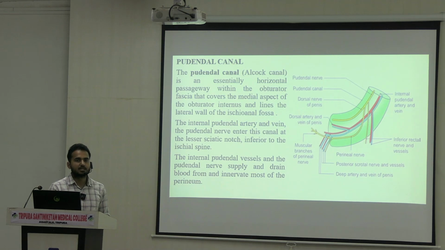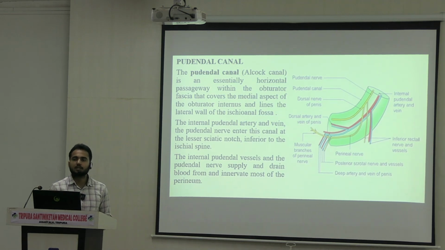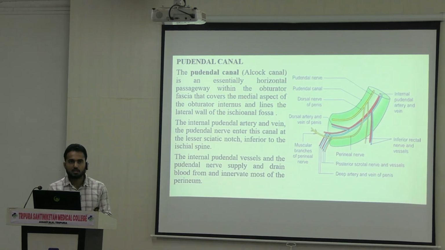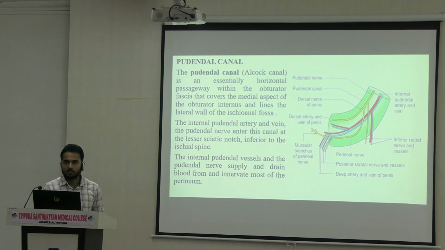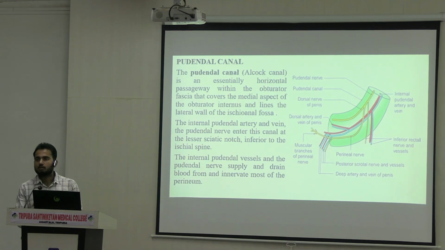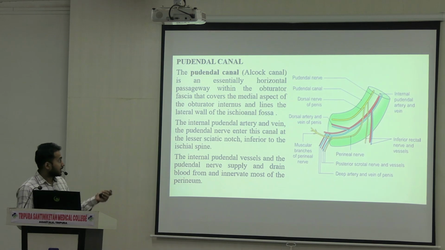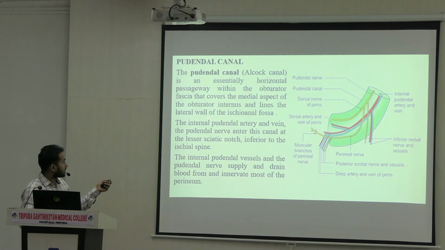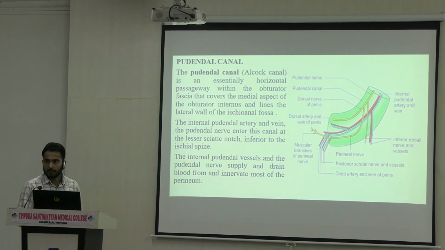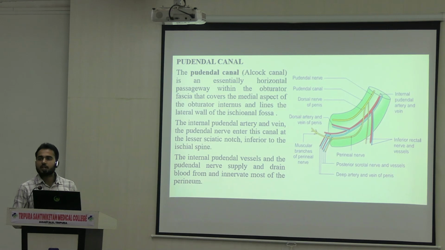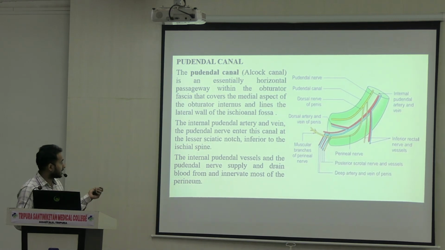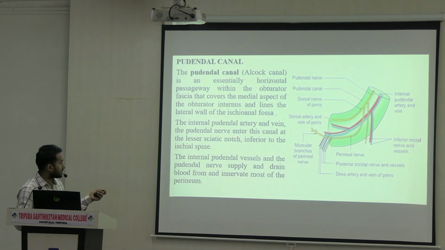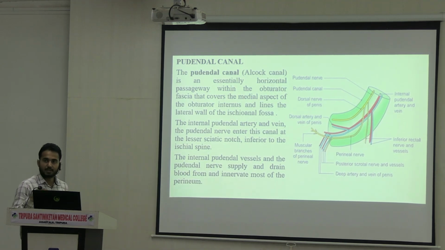Obturator internus is a muscle, and the fascia which covers the obturator internus muscle forms that particular canal, also on the lateral wall of the ischioanal fossa. As you can see, the passageway within the obturator fascia covers the medial aspect of the obturator internus, and it is lying on the lateral wall of the ischioanal fossa. Now, the important structures passing through this canal are the internal pudendal artery, vein, and pudendal nerve.